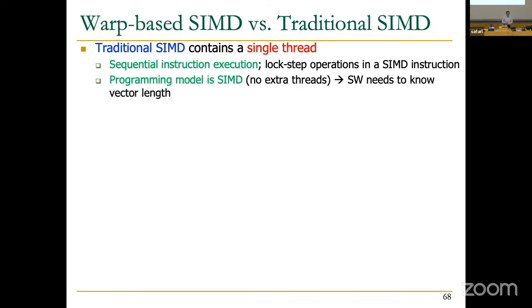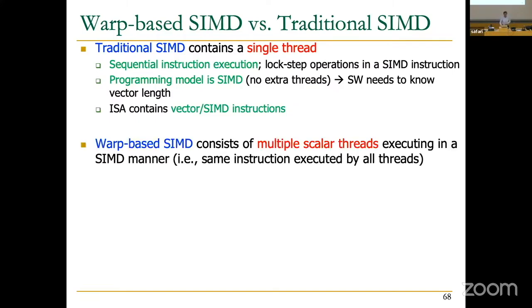The programming model is SIMD. There are no extra threads. Software needs to know the vector length. That's what we've discussed earlier. The instruction set architecture needs to change significantly. You need to have vector and SIMD instructions.